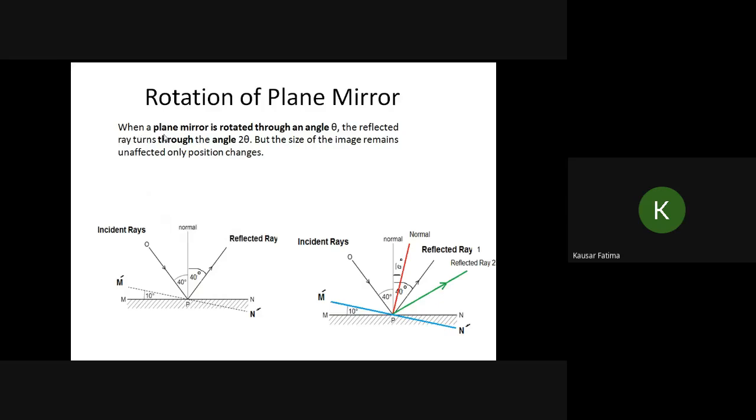This is rotation of a plane mirror. Rotation of a plane mirror means what happens when the mirror is rotated through an angle theta. So first, this is the first position, MN, the original position of the mirror. This is the incident ray and this is the reflected ray. Suppose the angle is 40 and 40, in this case both the angles are 40. Now, after doing this, this is the normal at the point of incidence P.